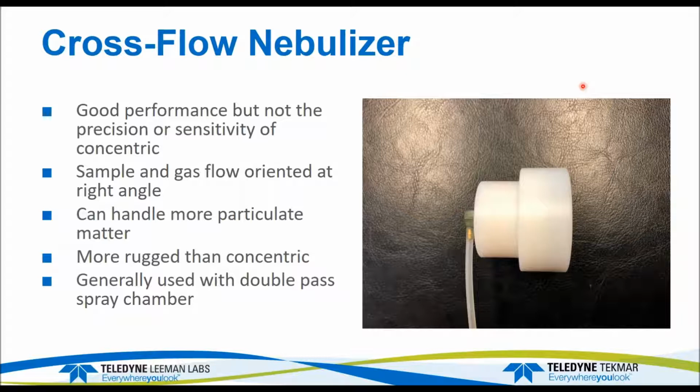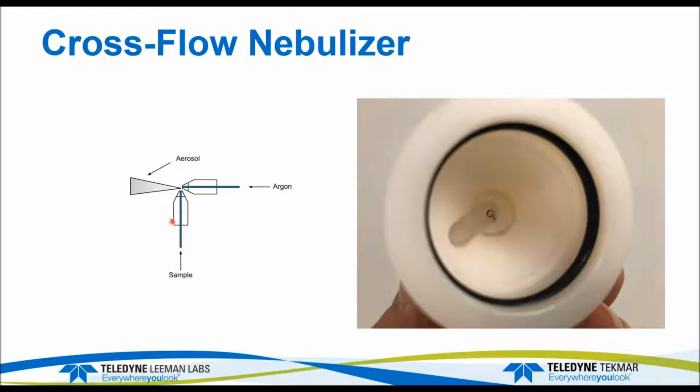What you see there is the end cap that goes on basically a Scott or a double pass spray chamber. So it's much more rugged than glass concentric nebulizers. If we take a look at the orientation, the sample comes up from the side, and the argon goes right over the top. And you can see that in here. This is the tube right here. It's a platinum iridium capillary in front of a sapphire piece that has a really tiny hole in it. Argon comes through the sapphire crystal, and the sample is pumped through that platinum iridium capillary.